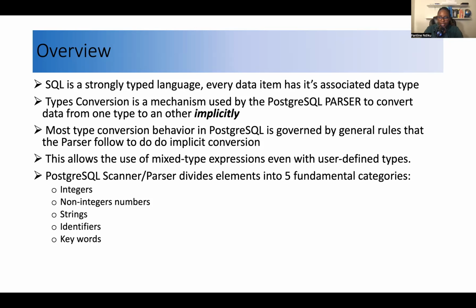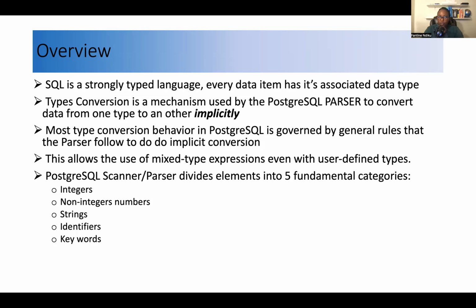So what is a type conversion? It's a mechanism used by the Postgres parser to convert data from one type to another implicitly without us having to convert it explicitly. So most conversion behavior in PostgreSQL is governed by general rules that a parser has to follow to do an implicit conversion, which we will be seeing in the following slides.